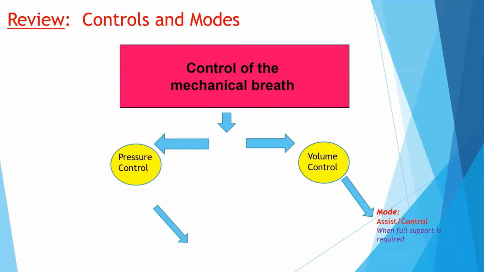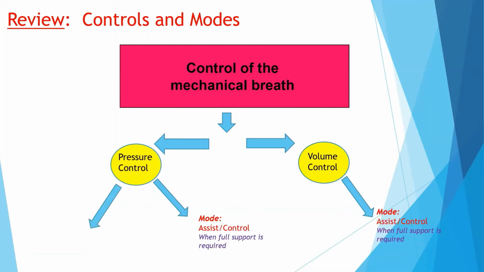In pressure control, there are two basic modes. One is also an assist control mode, pressure control, and this is used when full support is required. The other mode is called pressure support ventilation. This is used when partial support is required or for weaning.